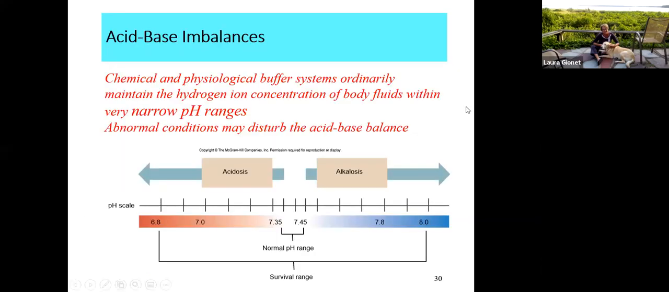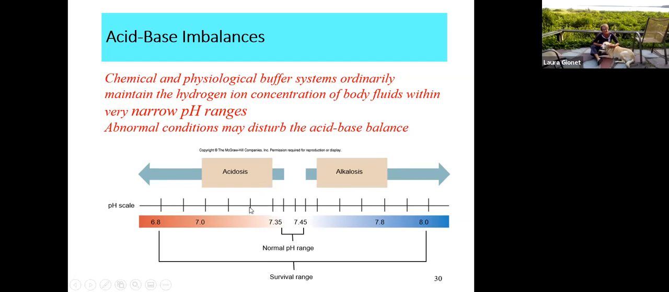Okay, so when it comes to acid-base imbalances, chemical and physiological buffer systems ordinarily maintain the hydrogen ion concentration of body fluids within very narrow pH ranges, but abnormal conditions may disturb this acid-base balance. Love this scale. On the bottom here, we have our pH scale, 6.8 to 8.0. You can see on the bottom, that's your survival range. The normal pH range is 7.35 to 7.45, narrow.